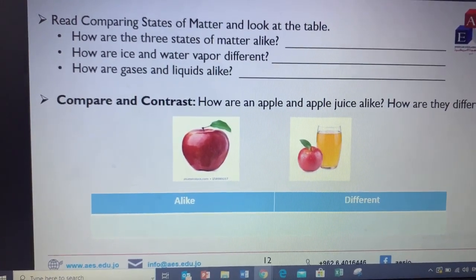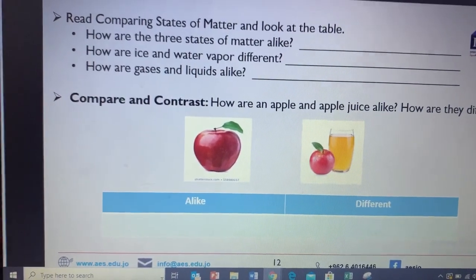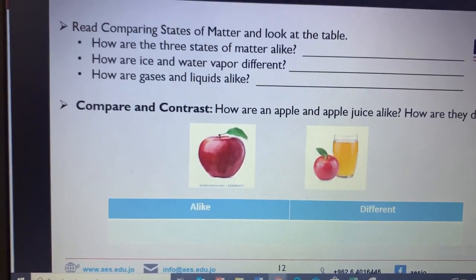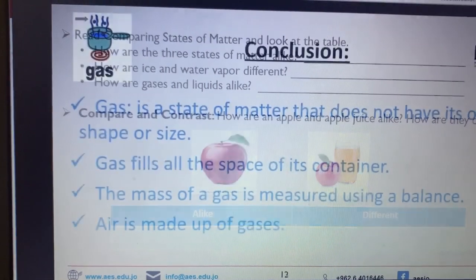Here, look at these two pictures of apple and apple juice. How are they like each other and how are they different? Please write the answers in the table.